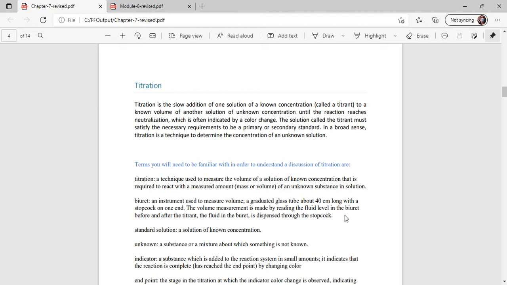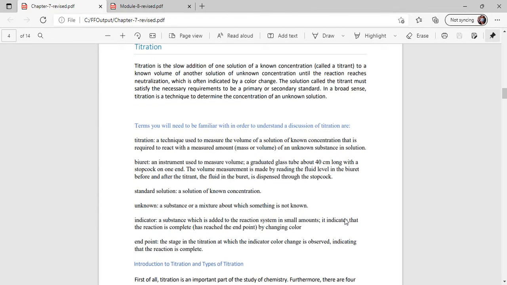Terms you will need to be familiar with in order to understand the discussions on titration. You have your titration, a technique used to measure the volume of a solution of known concentration that is required to react with the measured amount, or the mass, or if you are using volume, of an unknown substance in a solution. Then you have your burette. A burette is an instrument to measure volume, a graduated glass tube about 40 centimeters long with a stopcock on the end. Kodoan mo na yung mga valve to open or close it para makontrol mo ang amount sang volume nga ga pass through.